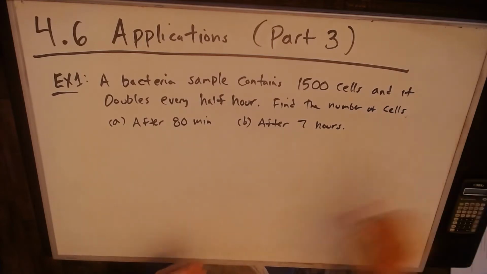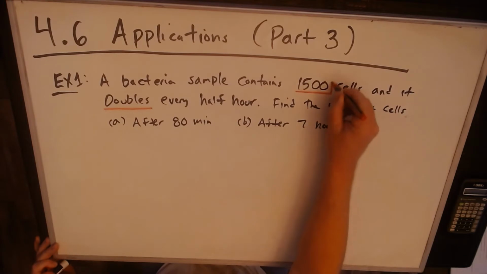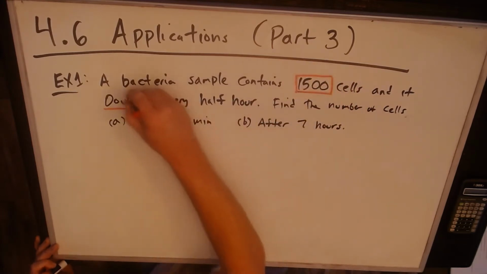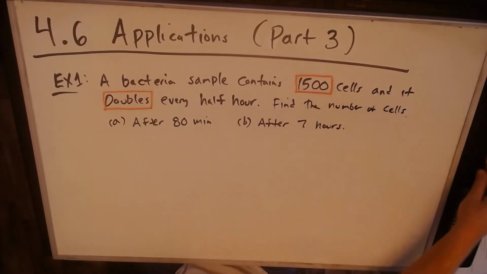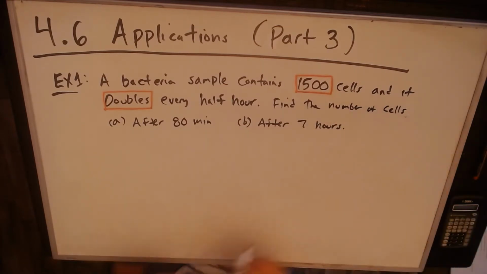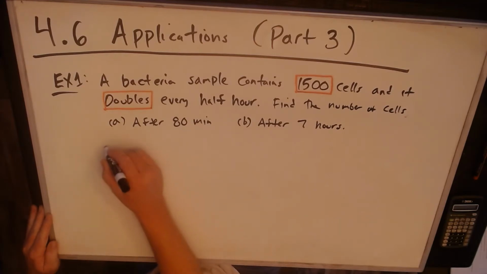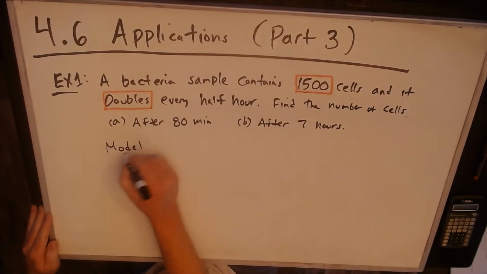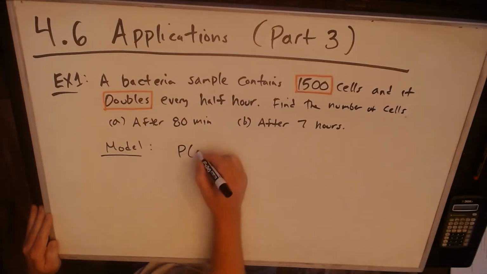Okay, so the key here is that it's doubling. 1,500 cells is doubling. And it turns out that when we're talking about doubling, the original number really is insignificant, as we'll soon find out. So let's go ahead and start off with a model. We have the population of cells, or you could call it F.